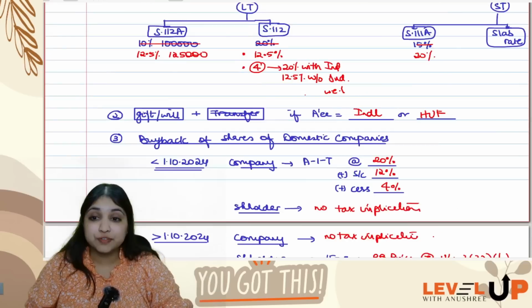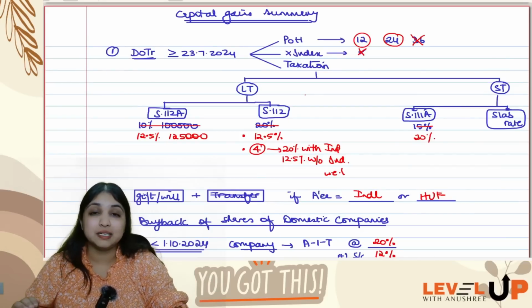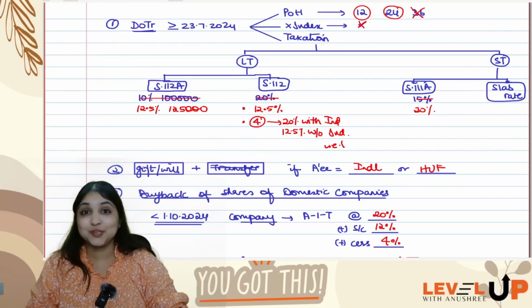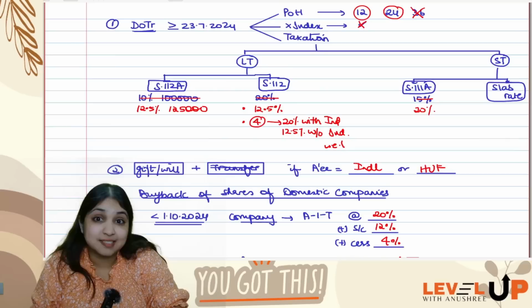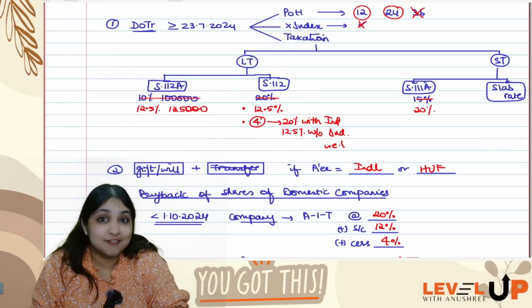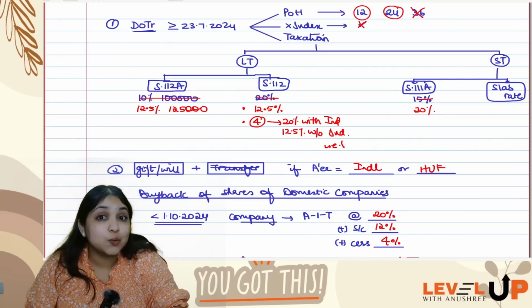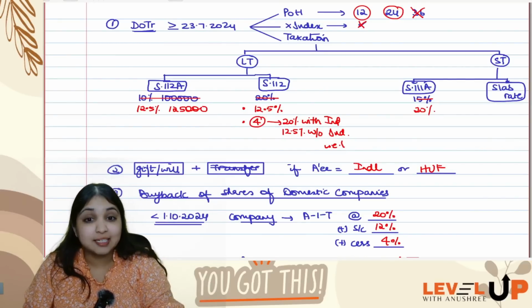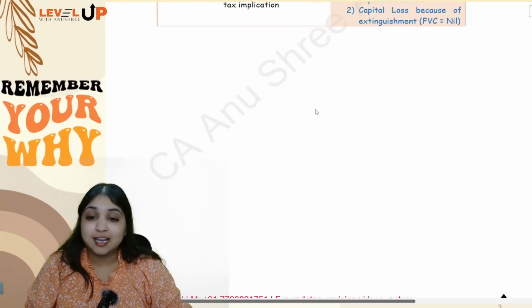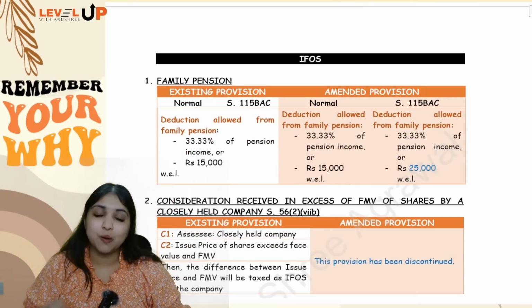Okay everybody, so with this we've completed our entire capital gains discussion. I think I've put in my 200%, especially with the examples you must have understood very nicely. With this, I'll close my capital gains discussion and I'll take you back to my handout. Let's come to our next head of income now, IFOS.